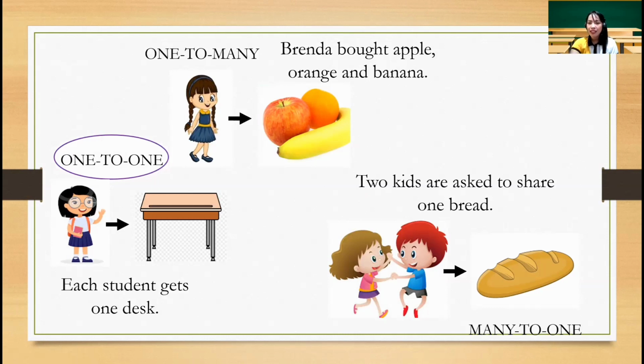How about many-to-one? Is many-to-one a function? 2 kids are related to one bread. For the 2 kids, is there only one pair in the second set? Only one bread? If yes, therefore, many-to-one is a function. So from here, we can say that one-to-one and many-to-one are functions. One-to-many is not a function. It's just only a relation.